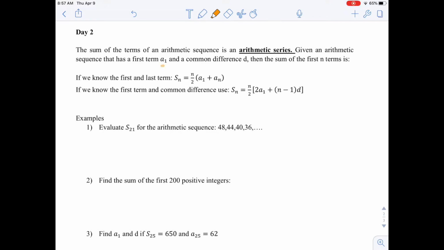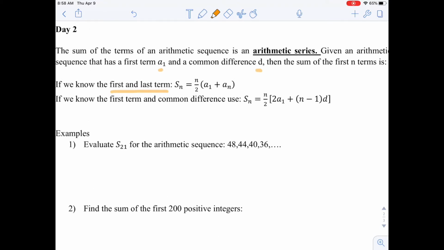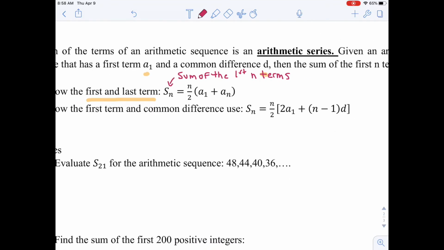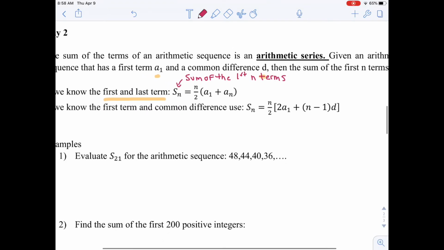And given an arithmetic sequence that has a first term and a common difference, then we can sum up the terms there. So we have two formulas. The first formula you'll use if you know the first and last term. Okay, and that is S sub n. What that means is the sum of the first n terms. Okay, so it's the sum of the first n terms, however many terms you're going to have. Okay, and that is equal to n over 2 times the addition of your first term and your nth term.